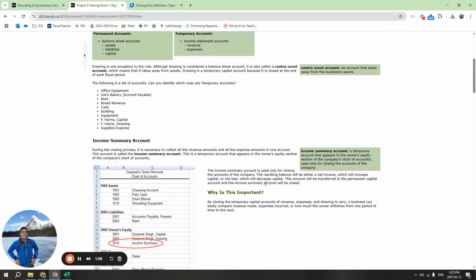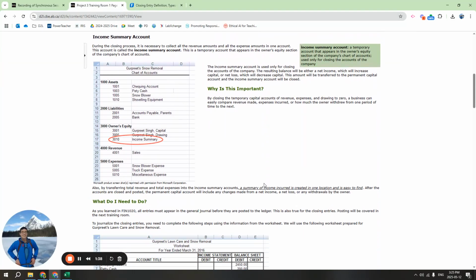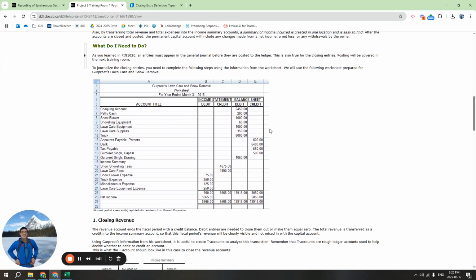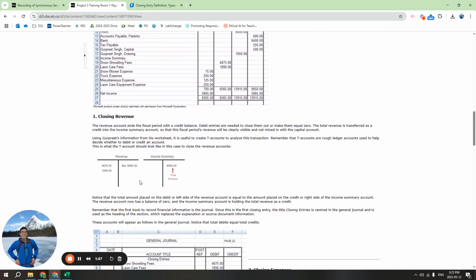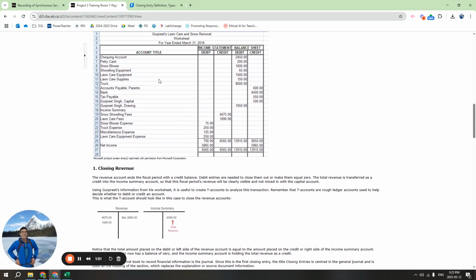This page talks about Gurpreet's temporary accounts. It shows you the worksheet that he had for the year ending in March. And then there are some T accounts that show you how to move those. So we see we have here snow shoveling fees of $4,675 and a lawn care fee of $1,890. These are all credit balances in our temporary accounts.